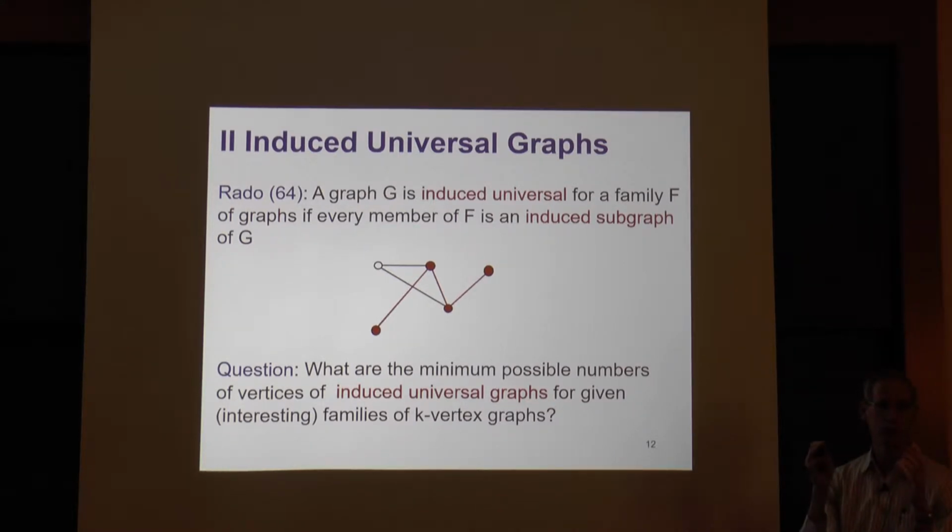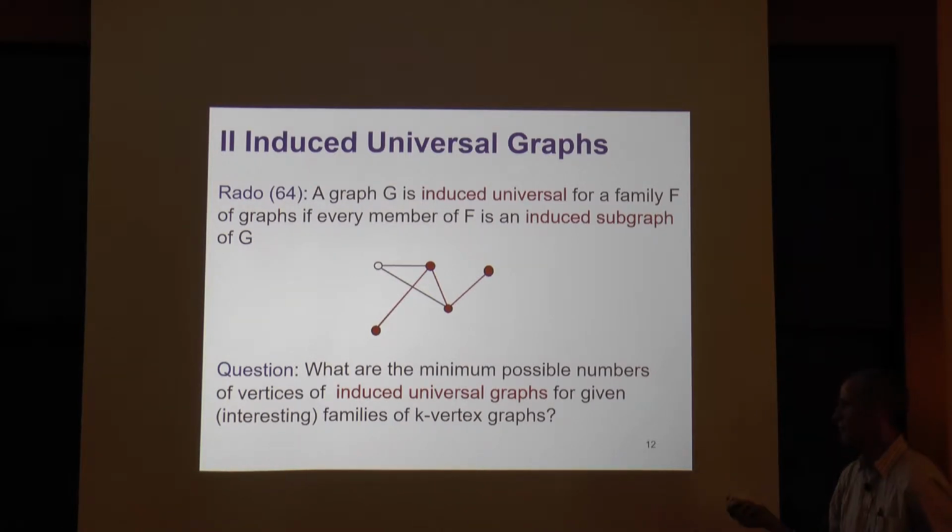Okay? So we want the minimum number of vertices in a graph that contains, let's say, every planar graph on at most k vertices as an induced subgraph, or every graph on at most k vertices as an induced subgraph, or every graph with maximum degree at most 50, right? So we can think about some families.